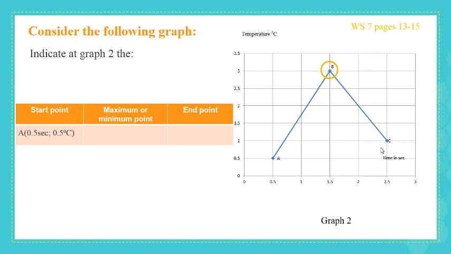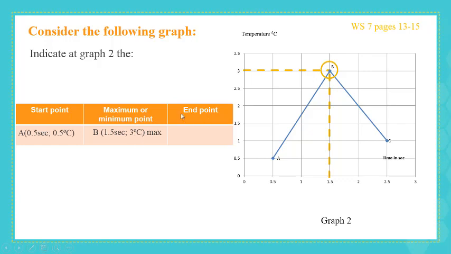What are the coordinates of point B? To determine the coordinates of point B, also draw a perpendicular to the x-axis. The value will be 1.5. The unit is second. Draw another perpendicular to the y-axis. The value is 3. The unit is degrees Celsius. So the coordinates of point B, which is the highest point or the maximum point, are 1.5 second, 3 degrees Celsius.